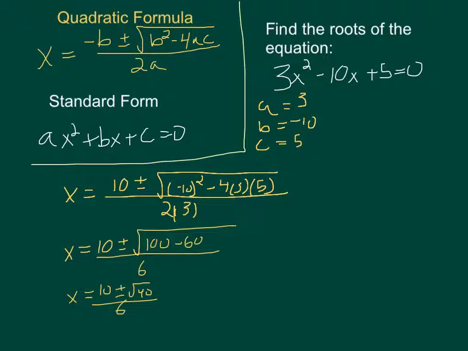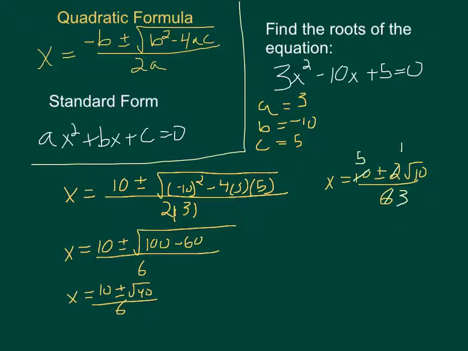Now if you can reduce the radical, you're going to want to reduce the radical. So our radical 40 is going to reduce to 10 plus or minus 2 rad 10 all over 6. Now just like reducing the radical, you want to see if you can also reduce the fraction. Our 10, our 2 rad 10, and our 6 all have a 2 in common. So if I take 2 out of 10, I get a 5, 2 out of the 2, we get a 1, and 2 out of the 6, we end up with a 3.